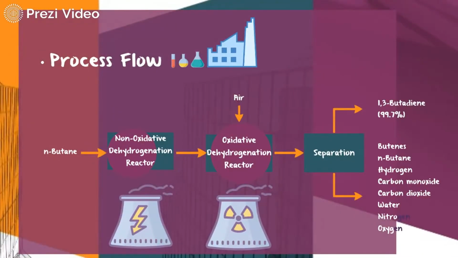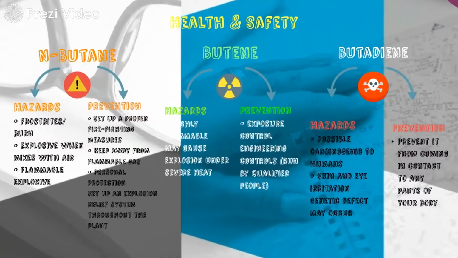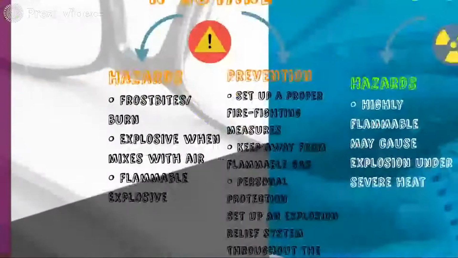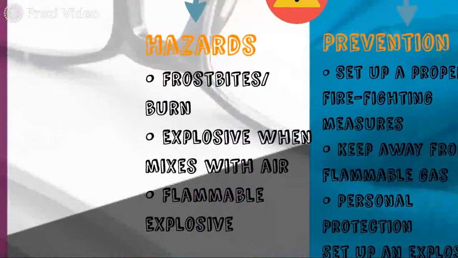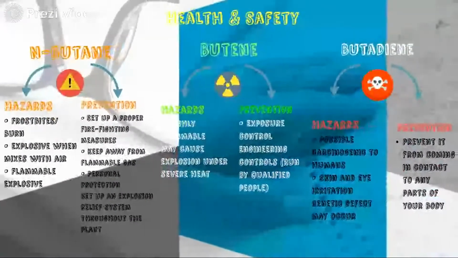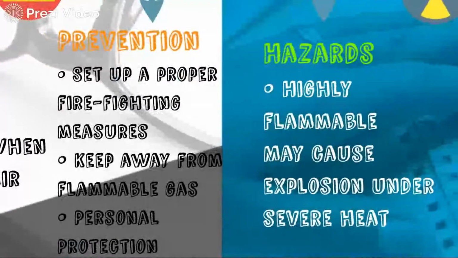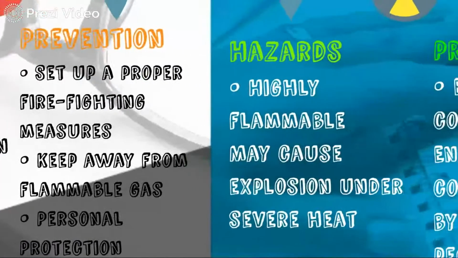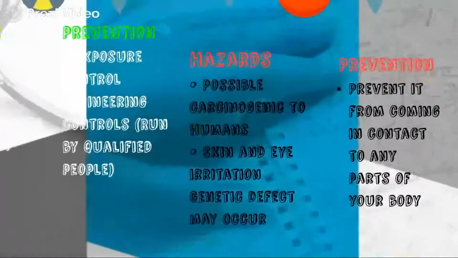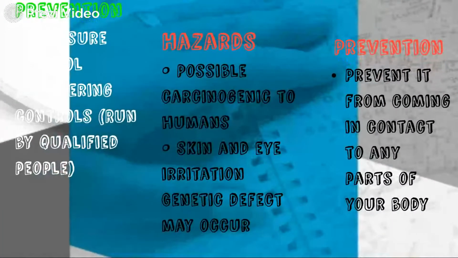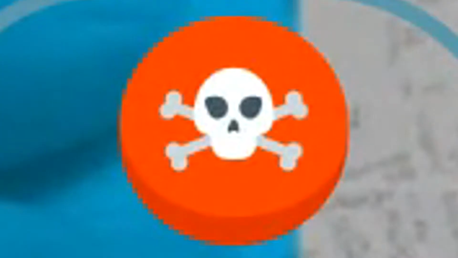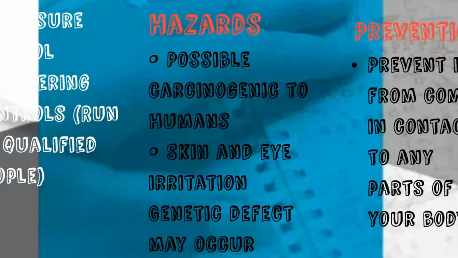Now we're done, let's move on to HSSE. As we know, our materials are quite dangerous. N-butane, for example, has hazards. It causes frostbite, and it may cause burns, and it explodes when it mixes with air. It's actually a very flammable explosive. Butene is kind of the same: it is flammable, and it will also cause an explosion under severe heat. Both of our reactors can explode anytime if we don't build them properly. And butadiene, same thing. If you get in contact with too much of it, you die. So technically, N-butane, butene, and butadiene can kill us if we don't handle them properly.